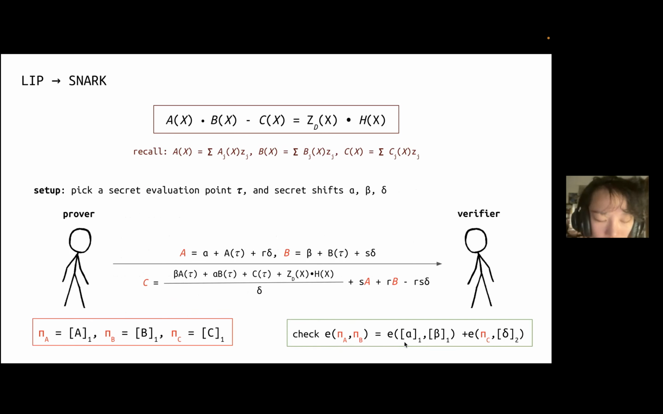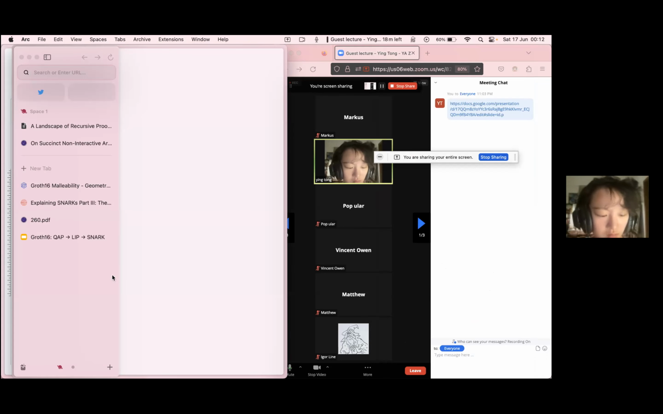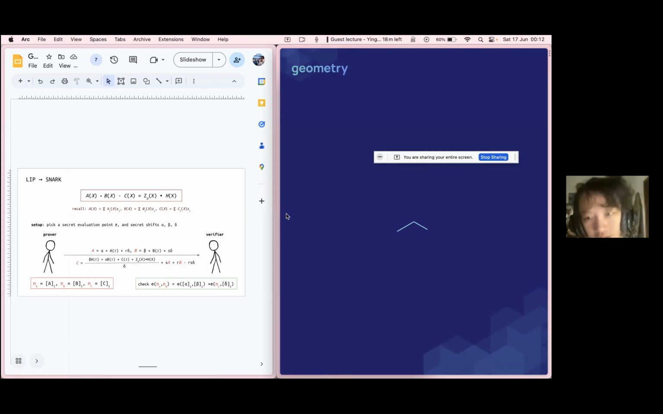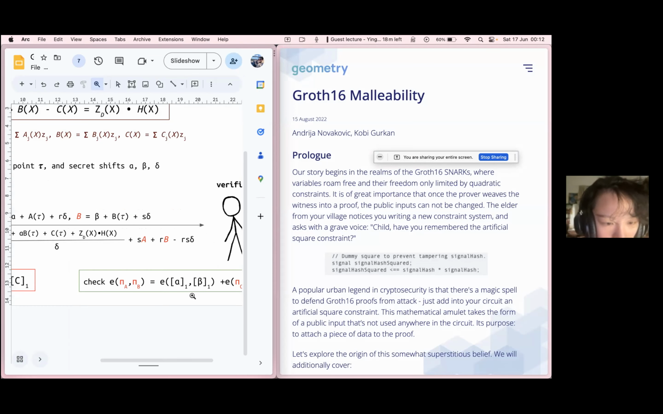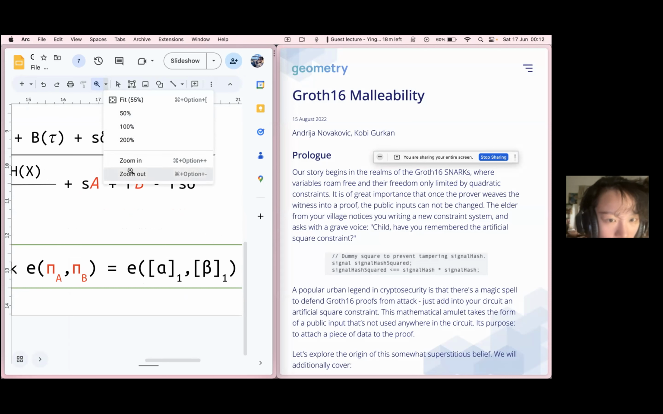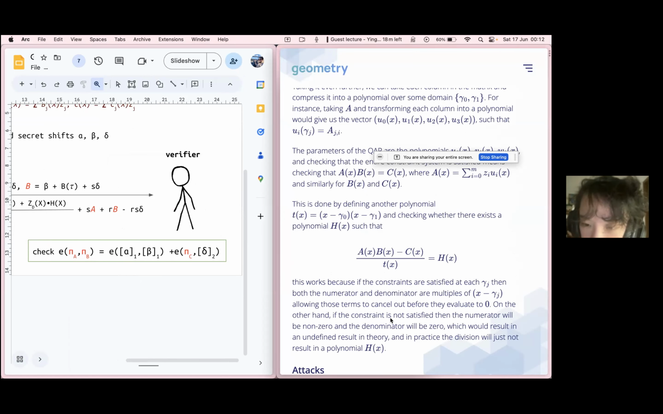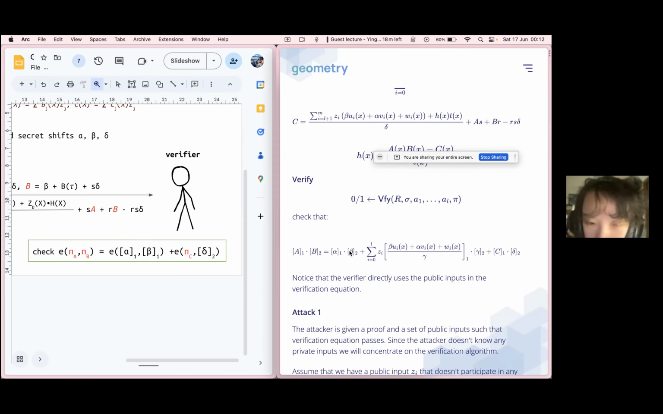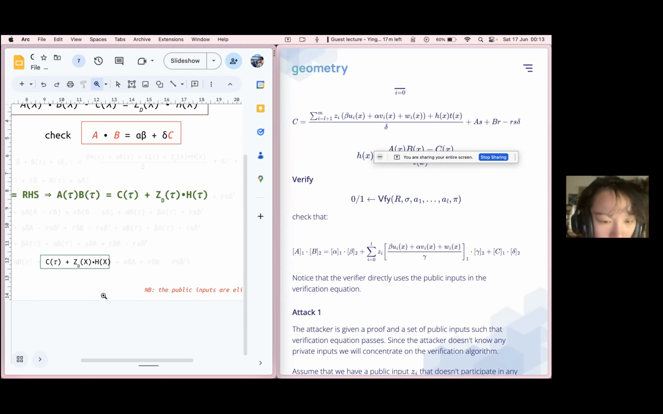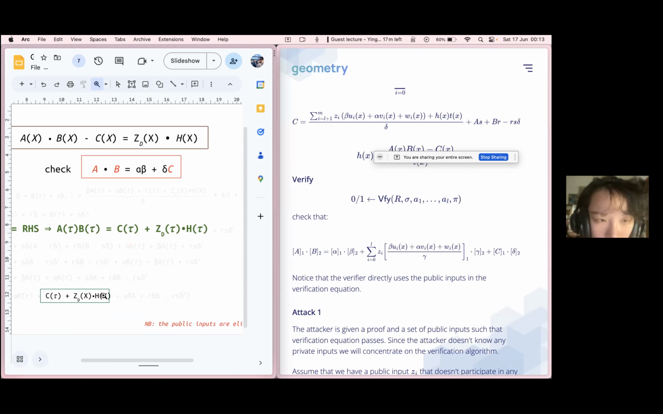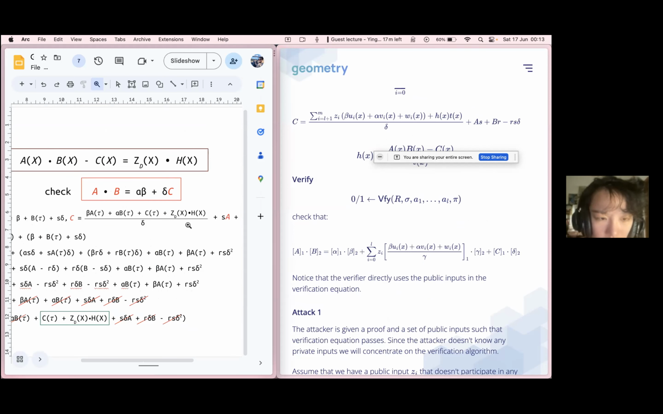So let me just compare it side by side. How am I going to do this? Let's see. Okay. So if we compare this check versus the real Groth16 check, yeah, so AB, right? AB, whoops.